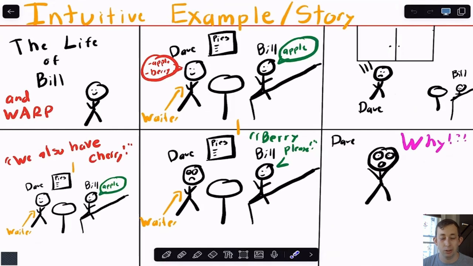Dave goes to bring in his order, but then he comes back and says, oh, I'm so sorry, we also have cherry pie. Would you like to change your pie order? Bill thinks about it for a second and then says, oh, actually, since you have cherry pie, I'd like apple pie, please. Dave is standing there, he has no idea what just happened. He's like, why on earth would you switch to apple knowing that you had apple before? Why would you pick this now just because you have cherry? Dave is having a brain meltdown trying to think about this order. That's a WARP violation, and that's what we're going to talk about today.